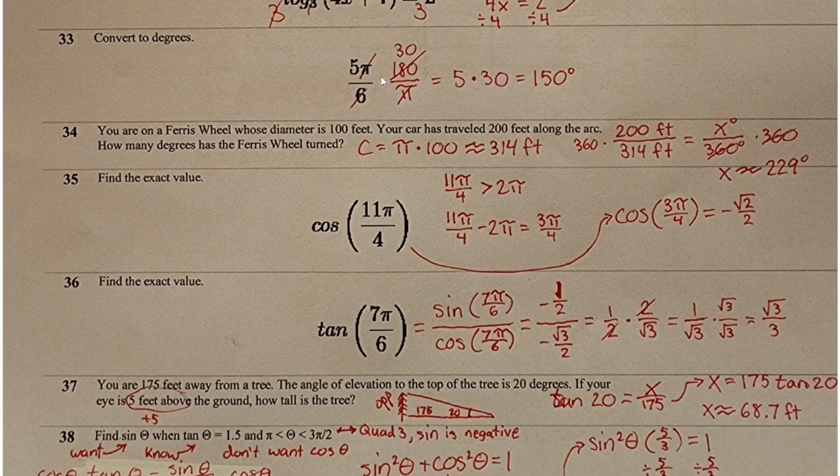There is another way to do this. Just look at the unit circle. 5 pi over 6 is on the unit circle, and it matches with 150 degrees.